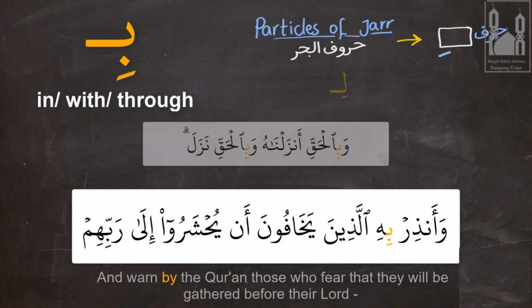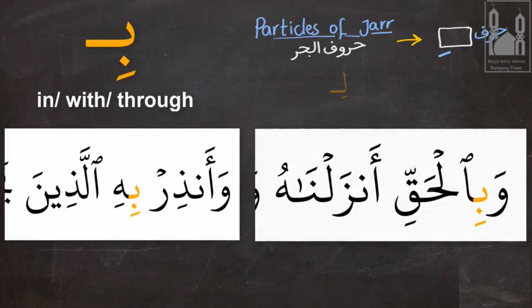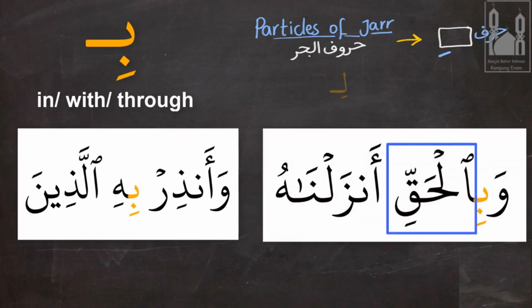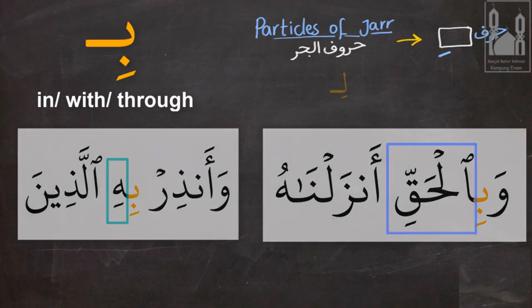يُحْشَرُوا إِلَى رَبِّهِمْ. And here we can notice right away that this particle can be attached to nouns, like the word al-haqq. So we have bil-haqq. But it can also be attached to pronouns, which in this case, the ha pronoun, in the second example, bihi.